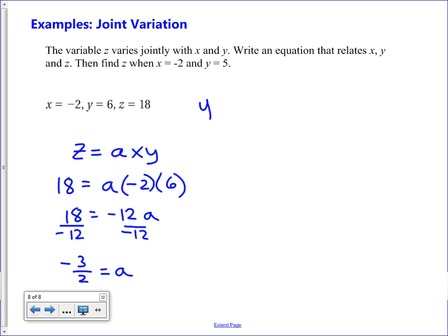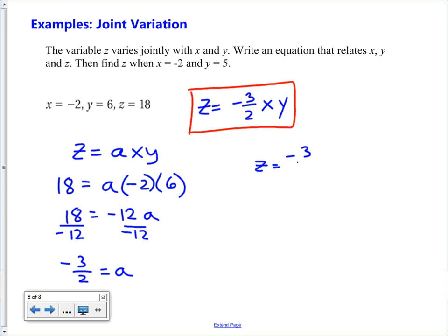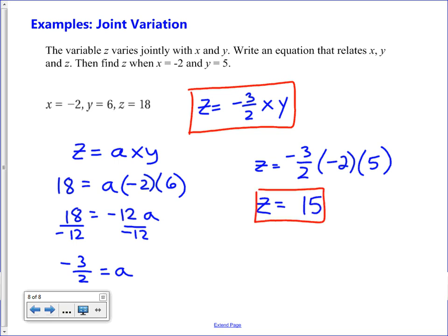Now we've answered the first part of the question. We have to write our equation. z equals -3/2 xy. All right, we found a. That gives us our equation that relates x, y, and z. Now we need to find z when x is -2 and y is 5. So we'll take our equation, keep a, x is becoming -2, y is becoming 5, and solve this for z. Multiply all across the top, so -3 times -2 is 6, times 5 is 30, and 30 over 2 will be 15. And that is how you use a joint variation equation.